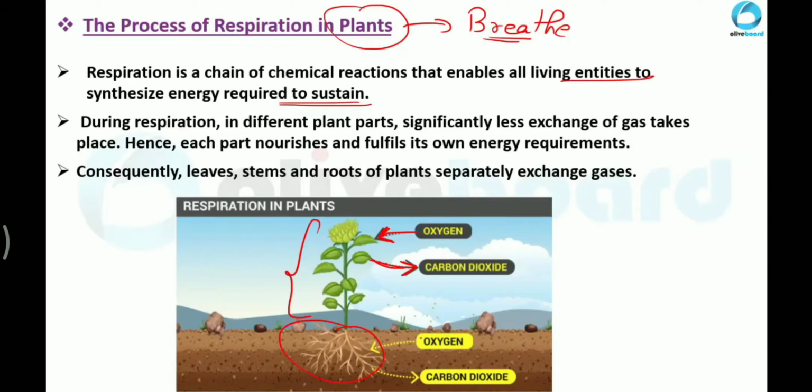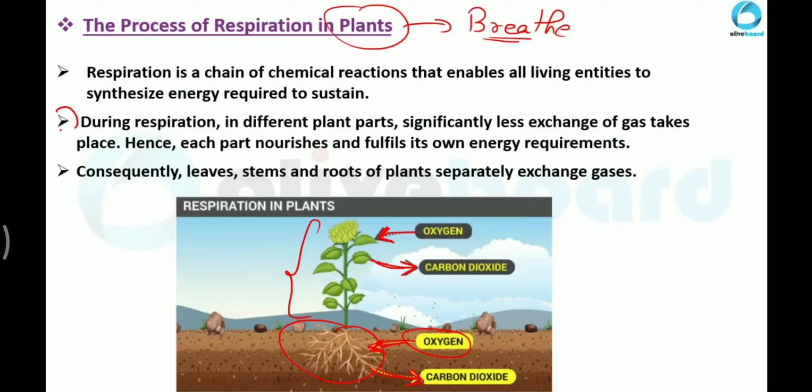from their entire body, even from the roots. Here you can see in the figure, in the roots also the plant is absorbing oxygen and releasing carbon dioxide into the atmosphere, and this process is called respiration in plants. So this is also very, very important for plants. But we will discuss a few things later.